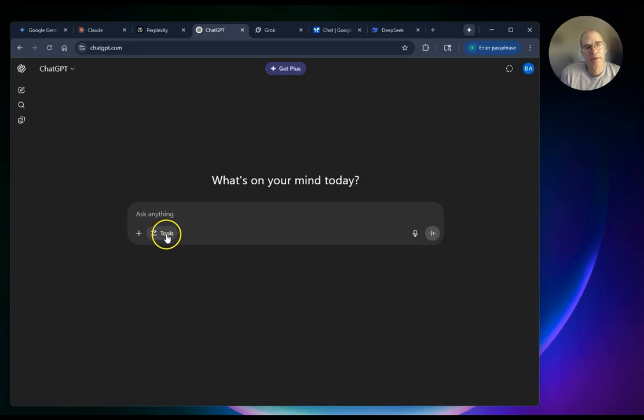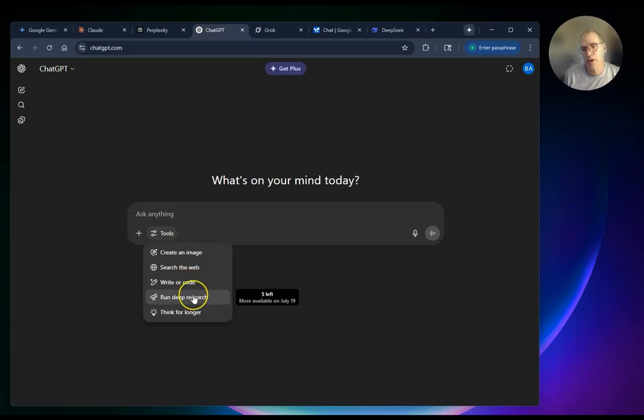ChatGPT, they all have versions of tools that you can use. They have a very similar interface. Create an image, search the web, write code, run deep research, think for longer. So these are usually the kinds of things that all of these models can do. They can do them for free. And I've talked about deep research.